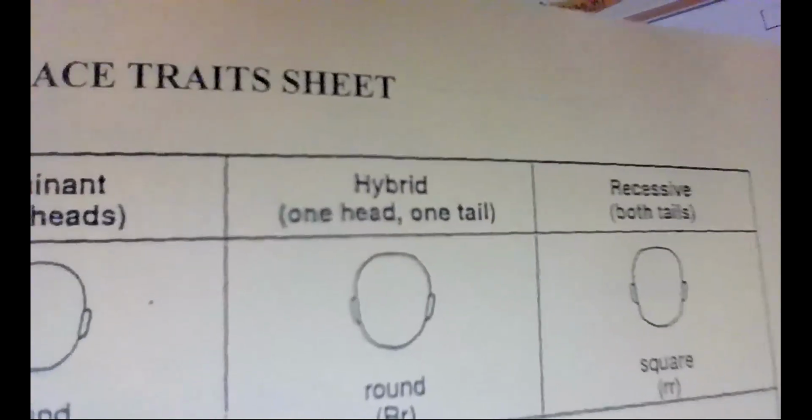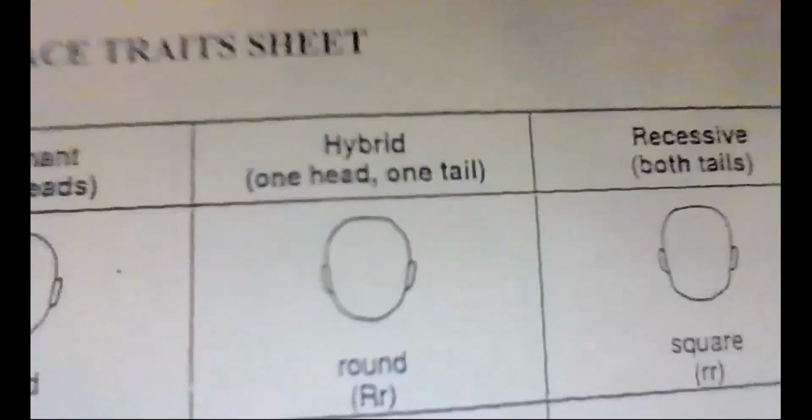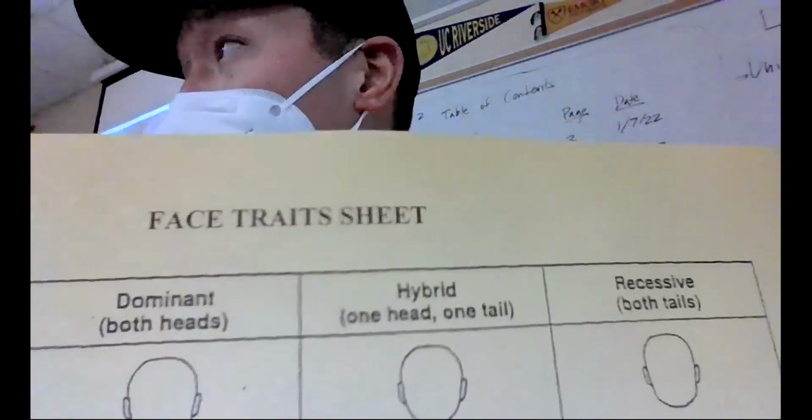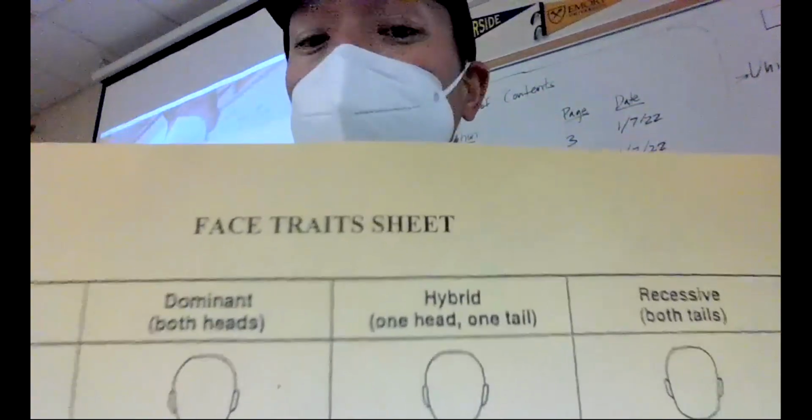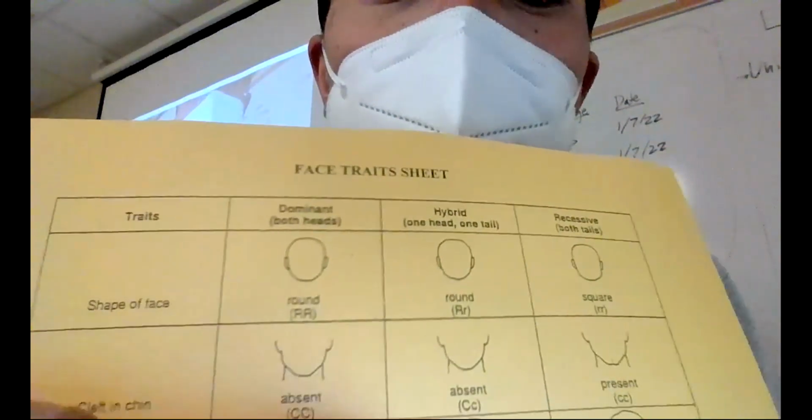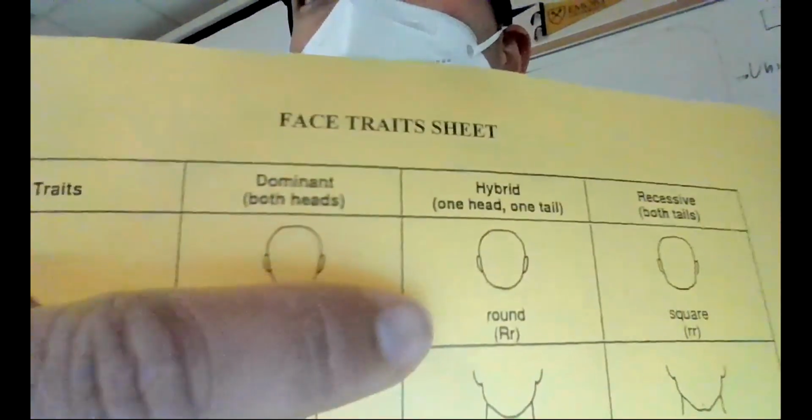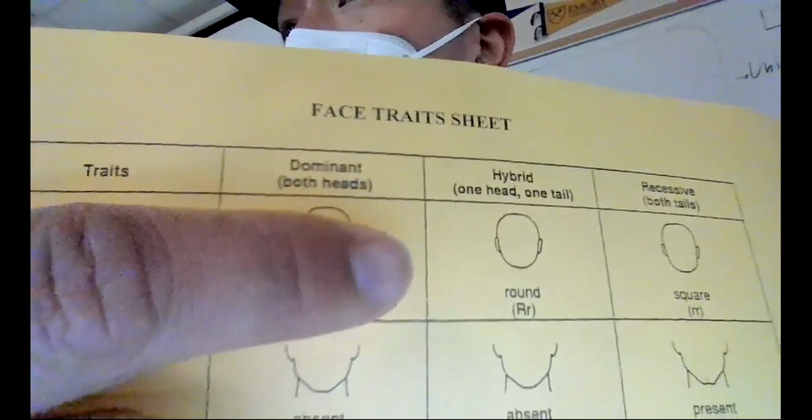I know this is not realistic. It's just kind of meant to be for fun. So here's how this is going to work. For face shape, regardless of how you look, all of you are going to start off as heterozygous. Okay? You're going to have a big R and a little r.